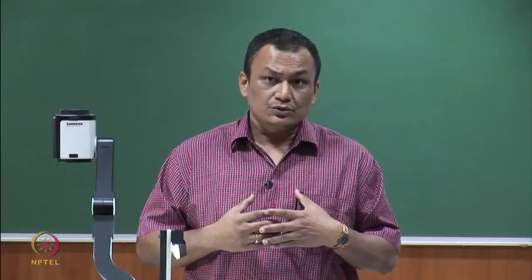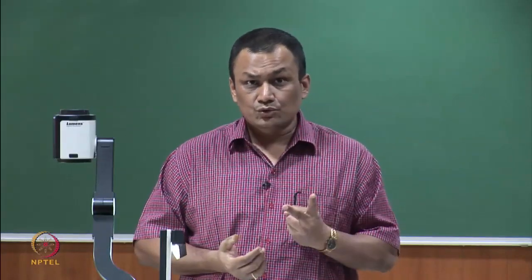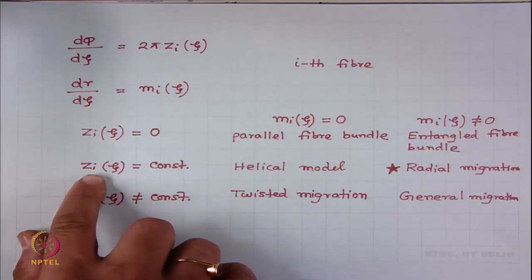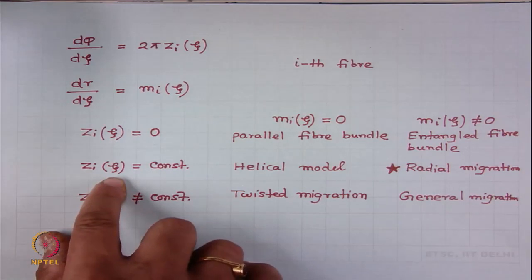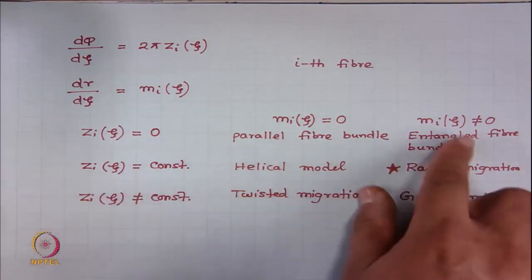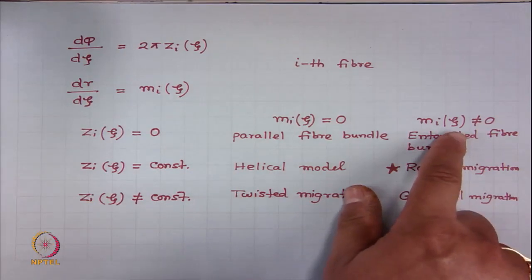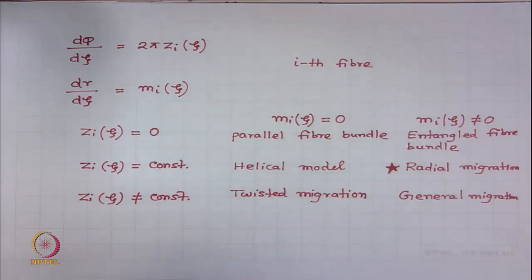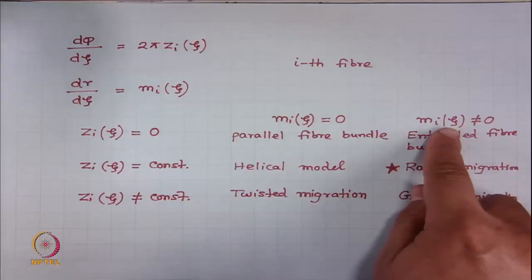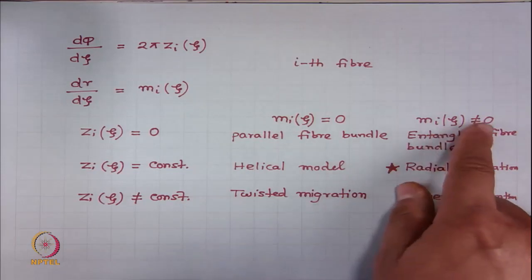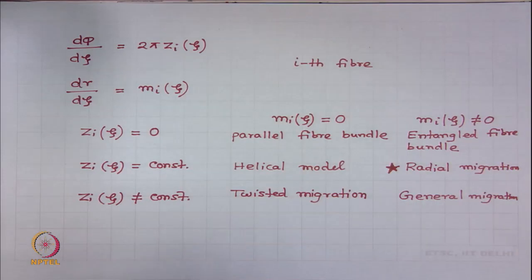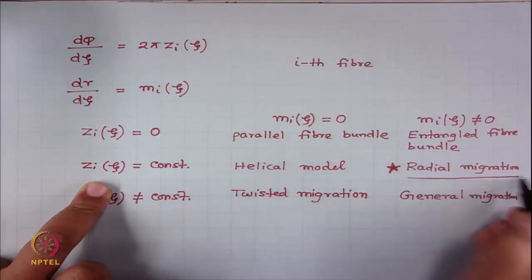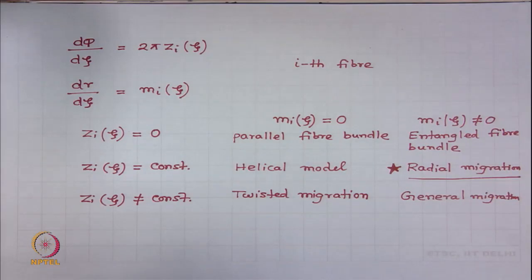So, in order for fibers to move radially, two conditions are very important. One, twist of ith fiber is constant, and this twist is of course a function of zeta, and radial movement must be there. So, m i for ith fiber is not equal to 0. So, tangent of alpha, this is equal to dr by d zeta, is not equal to 0. If these two situations happen, then there is a possibility of radial migration of fibers. This is basically the theme of this module. Now, we will discuss radial migration of fibers.